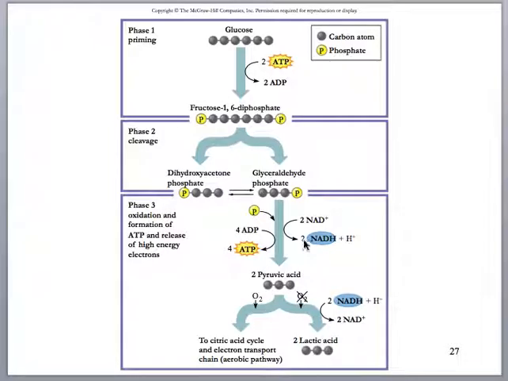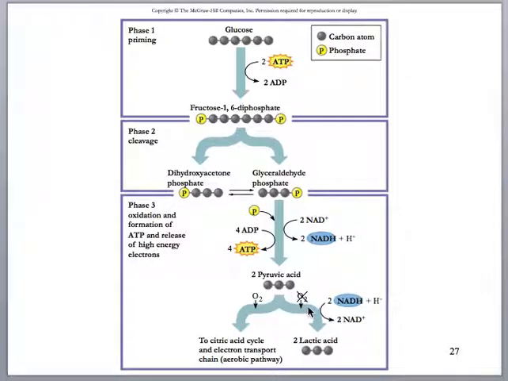We also get 2 NADHs, which can't be used for energy right away, but they are high energy electron carriers, and they can be shuttled into the mitochondria and enter into the electron transport chain, and we can get energy that way. And we get our pyruvic acids, which can go into the citric acid cycle. If oxygen's present, pyruvic acid goes to the mitochondria and enters the citric acid cycle.